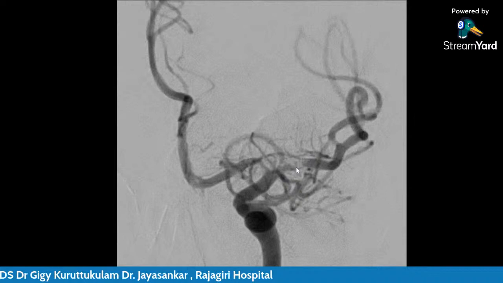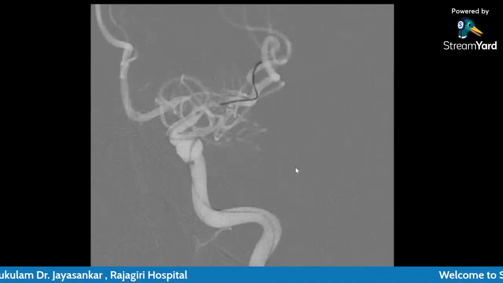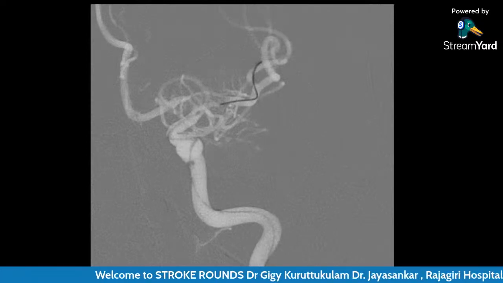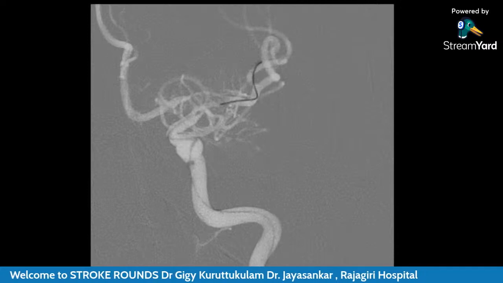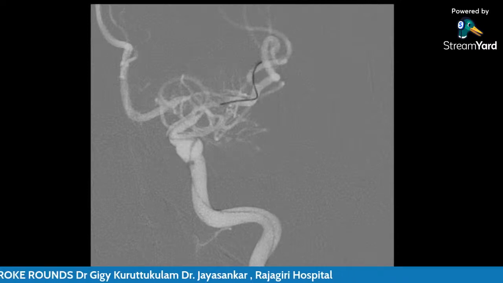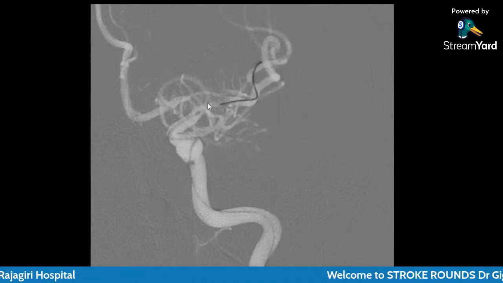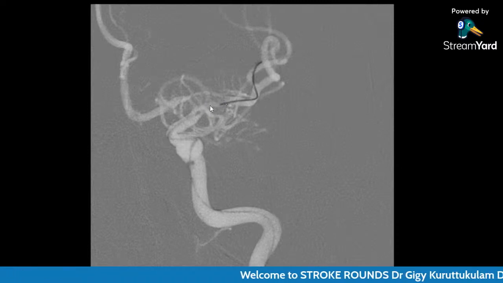So, what would you do in this particular situation? We will try a thrombectomy. There is a thrombus there, and the patient has got a significant deficit also. This is in the left MCA territory. The patient is totally aphasic, even though the motor deficits are less. The patient has significant neurological deficits. So naturally, this has to be tried to be opened. The first attempt was to do a thrombectomy and see if there is a thrombus, pull it out.